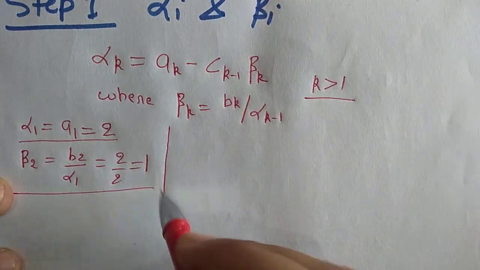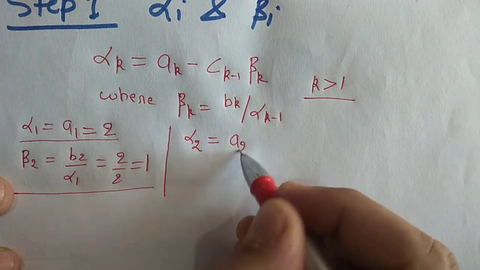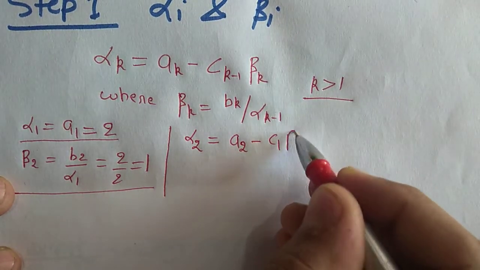Now let us find alpha 2. Alpha 2 is a2 minus c1 beta 2.